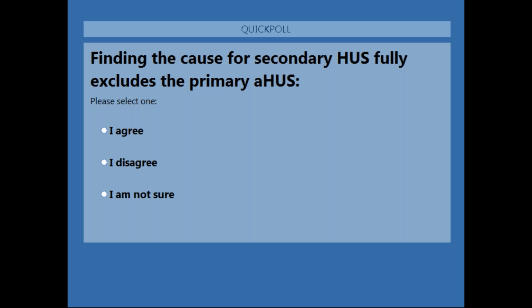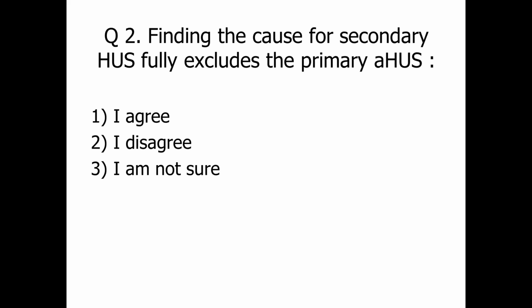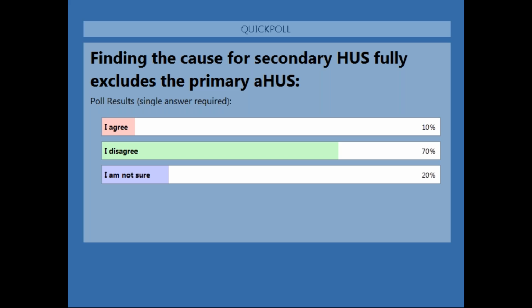Most of you answered, 70%, that you disagree, 20% are not sure, and some agree. Those who don't agree are right, because a third of presumed secondary aHUS are actually primary hemolytic uremic syndrome with a trigger. This slide shows that this is true for pregnancy-associated aHUS.